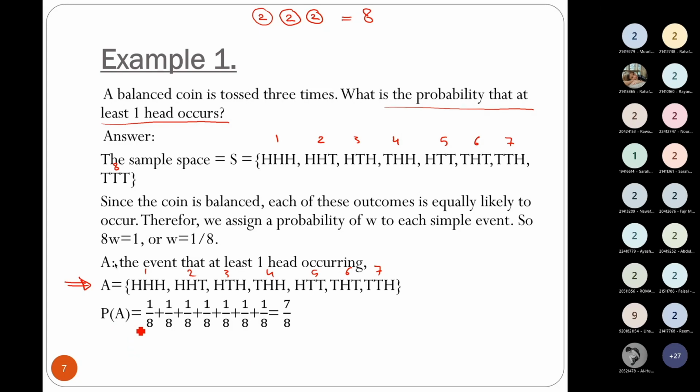So the probability of A, the first one, we have 1/8. The second, we have outcomes over all outcomes 8, and so on. So the probability equals 7/8. Why? Because 7 is the number of the event, and 8 is the number of the sample space. Okay, any question?